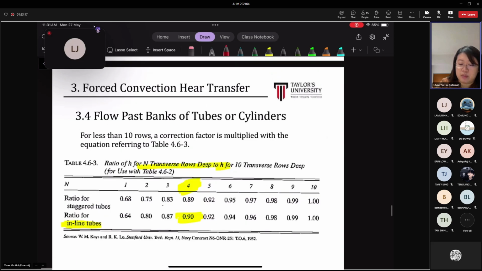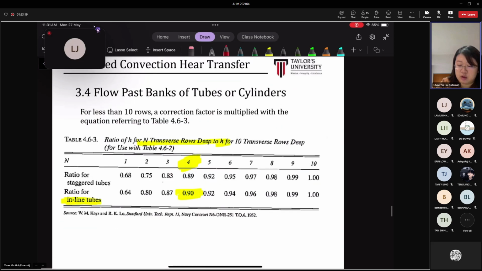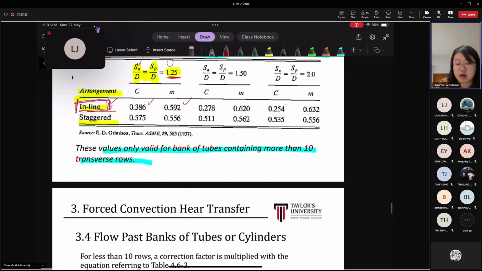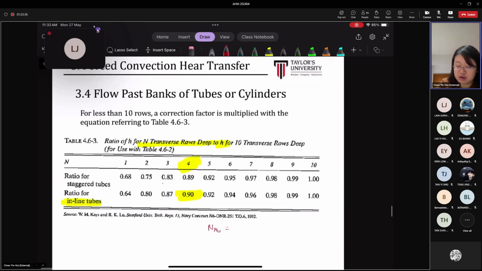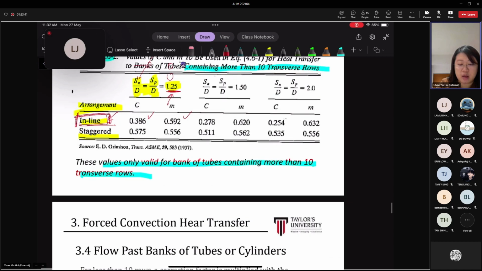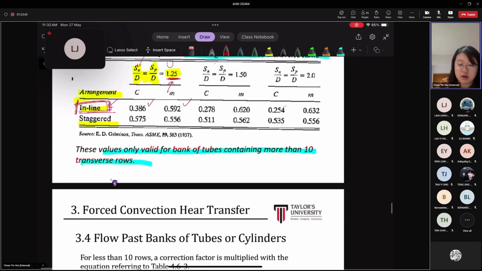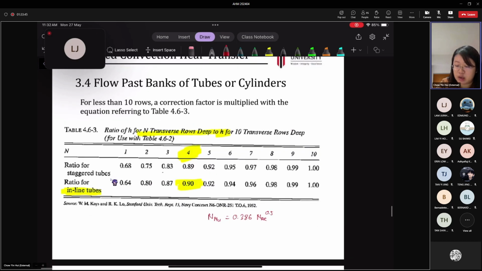So what this means, let me show you. We know the Nusselt number is equal to, so let's say the ratio is 1.25, just an example, it's not the answer for your lab report. Let's say C is 0.386, I'll note it down here, 0.386, then Reynolds number to the power of 0.592, multiplied by Prandtl number to the power of 1/3.